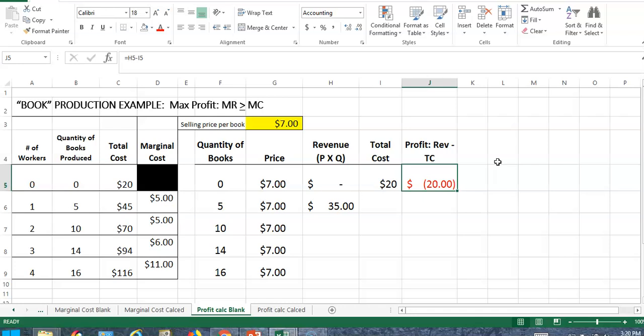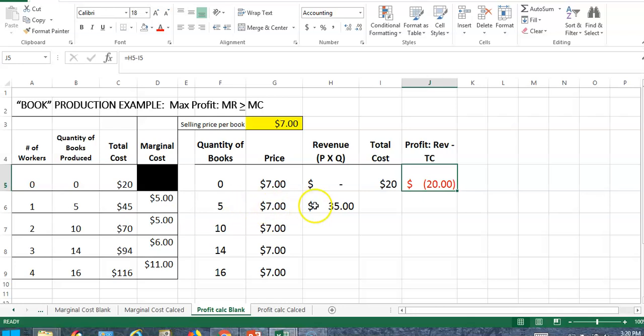So we're losing $20. Notice when you don't produce anything, if you're in business but you have your facilities, you have your factory, your profit's not going to be 0. It's going to be the negative of your fixed costs. You're going to lose money.